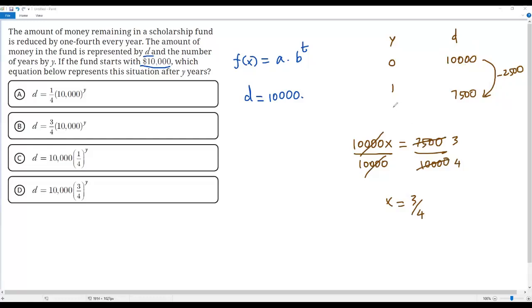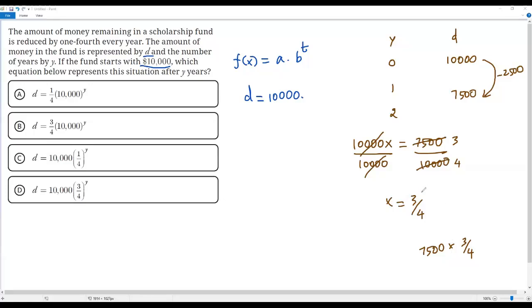Okay, in case I want to get the amount of money remaining in the fund after 2 years from the beginning, what should I do? It's very simple. I just have to multiply this 7,500 by the decay factor, that is 3/4. So that's it. Now what we need to do is simplify this to get the amount of money remaining in the scholarship fund after 2 years.